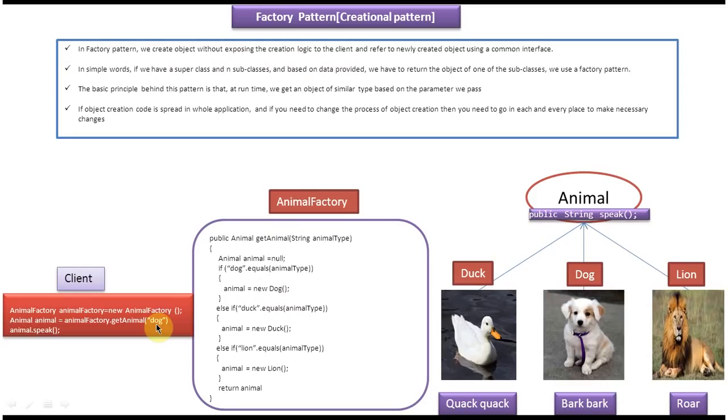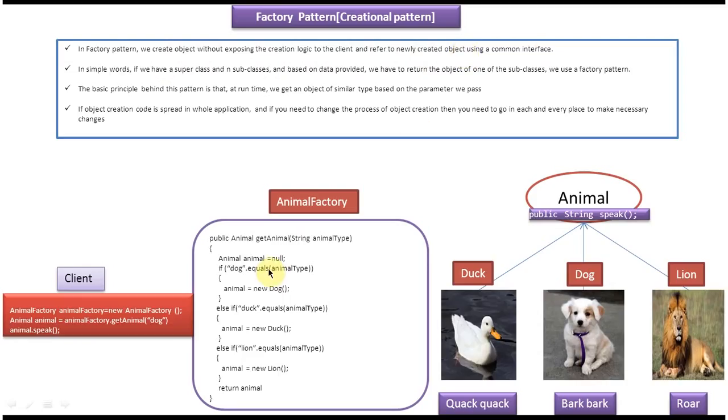The client is just passing the animal type. The animal factory get animal method is responsible for creating the object. So we are creating the object without exposing the creation logic to the client, and referring to the newly created object using a common interface.